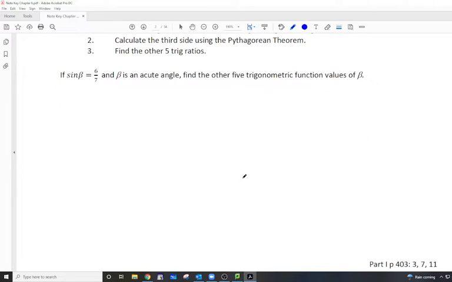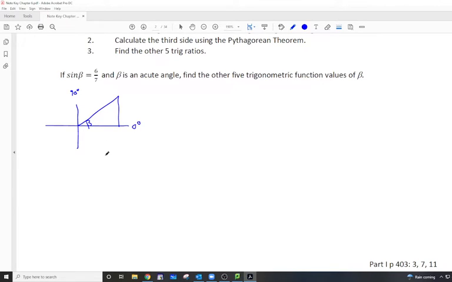So here's my question. If sine beta is equal to 6/7 and beta is an acute angle, find the other 5 trigonometric function values of beta. So to draw an acute angle, one thing I want to add on now, which I don't want to talk too much about, is that we are actually going to be putting all of our angles into one of the quadrants. To be an acute angle, you're between 0 and 90. So if this is 0 degrees and this is 90 degrees, I'm going to draw my acute angle in this quadrant. Okay, so I'm going to say that angle beta is in here.